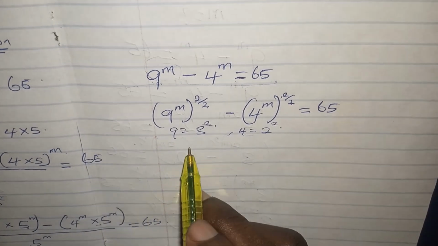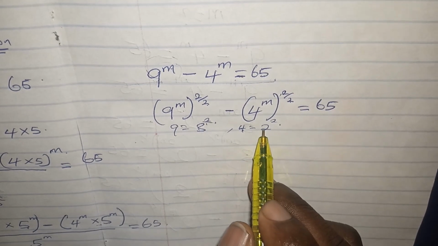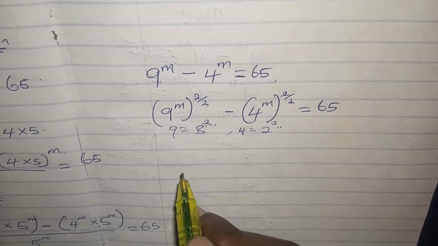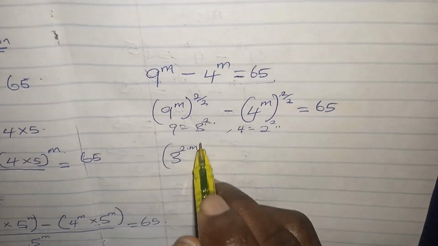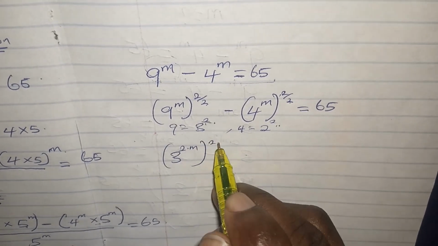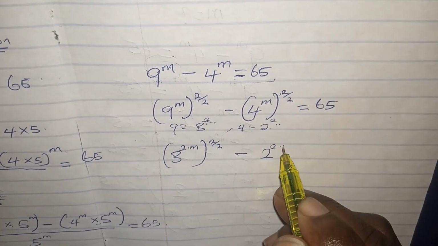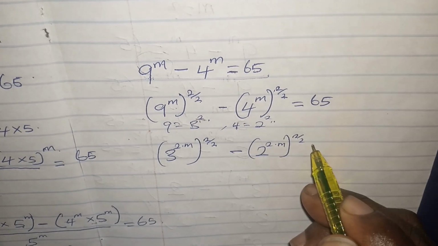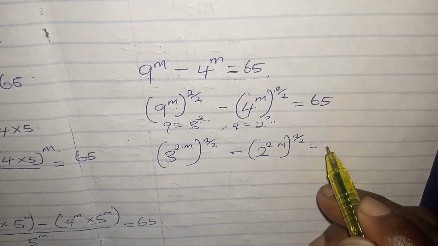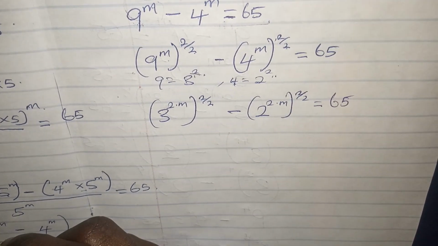So having this, in the place of 9, we can put 3 to the power of 2, and in place of 4, we can put 2 to the power of 2, okay? So we can write this to be 3 to the power of 2 times m over 2, minus 2 to the power of 2 times m over 2, is equal to 65. Okay? Haven't done this.